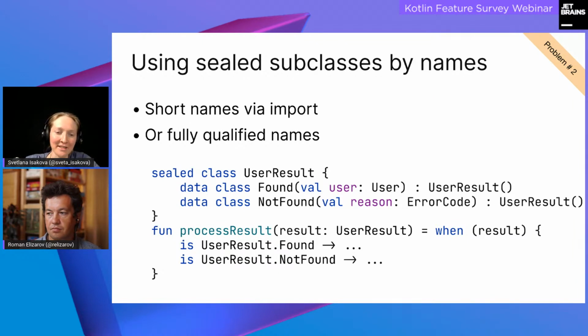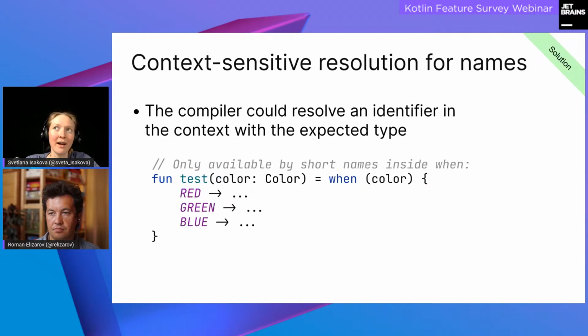So there is this suggestion to solve it, and actually to introduce rather extensive functionality, I would say, a rather big change: context-sensitive resolution for names. So what's it about? The idea is conceptually very simple. There is a lot of context in Kotlin code where the type is known from the context. For example, when we have a when with a subject, and when you write this line, red arrow pointing right, in this context where red appears, the compiler knows that we expect the type of a color.